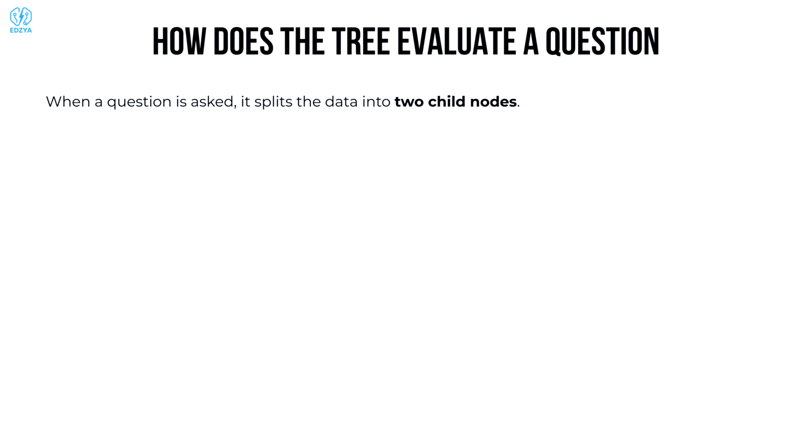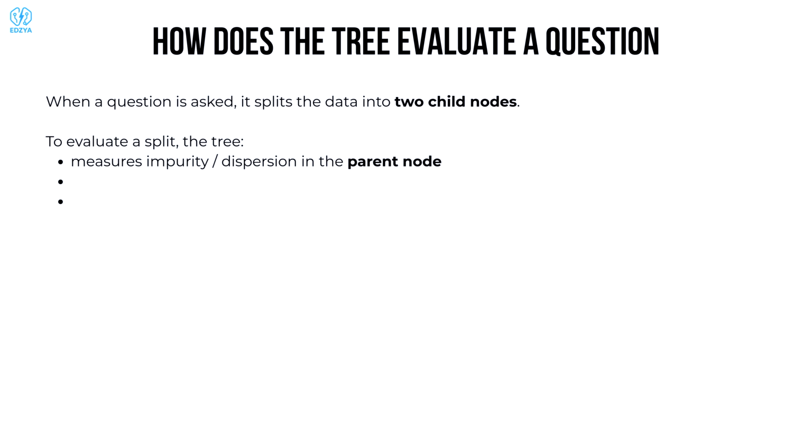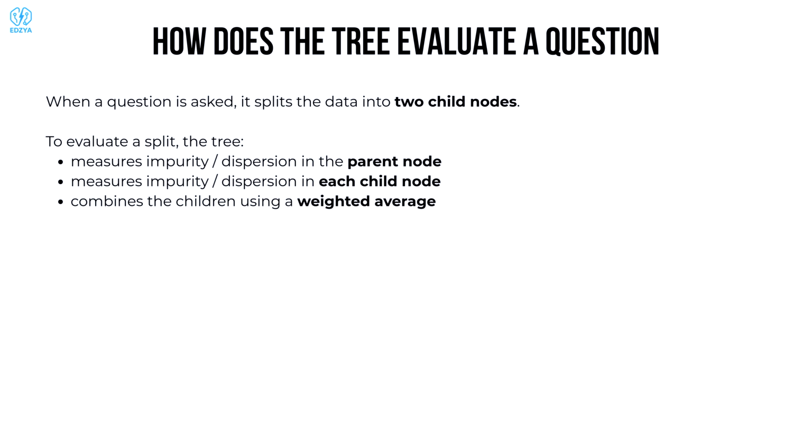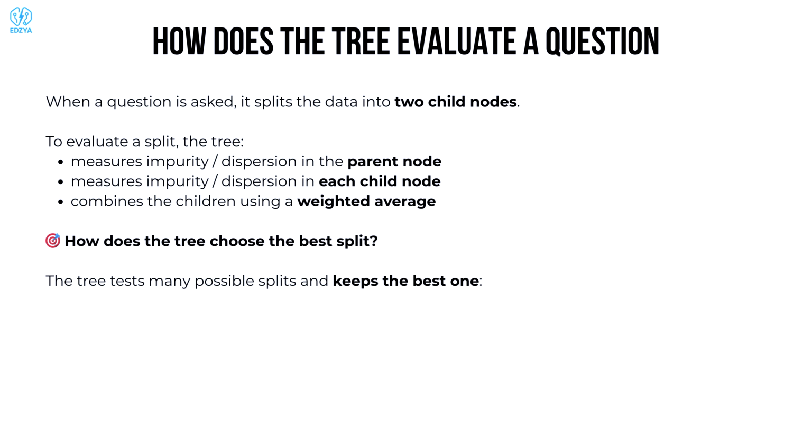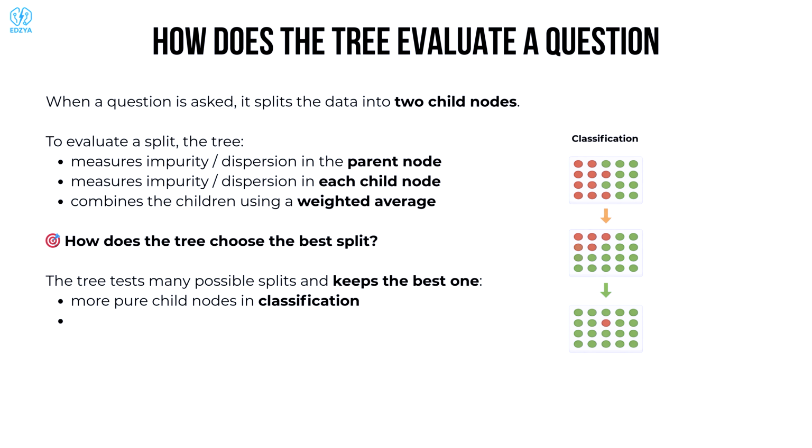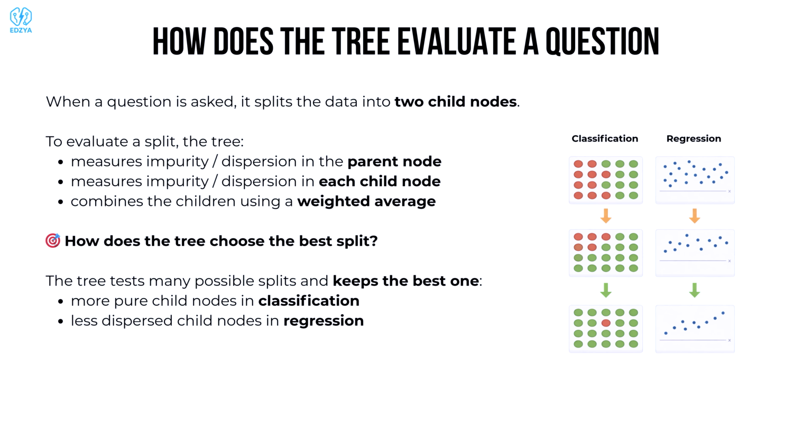When a question is asked, it splits the data into two child nodes. To evaluate that split, the tree follows the same process every time. First, it measures impurity or dispersion in the parent node. Then, it measures impurity or dispersion inside each child node. The child results are combined using a weighted average. This produces a single score that describes the quality of the split. The tree tests many possible splits and keeps the best one. In classification, this means purer child nodes than the parent. In regression, this means less dispersed child nodes than the parent.